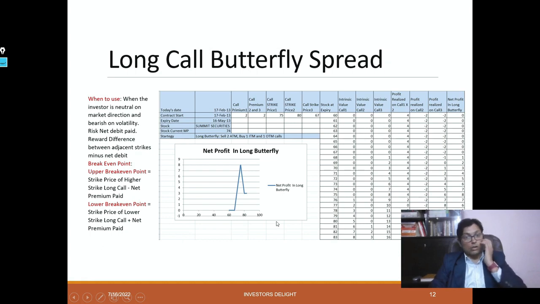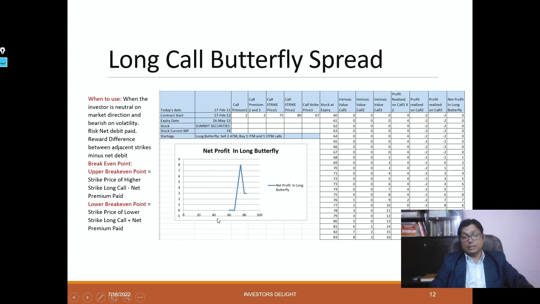Now coming to the long call butterfly spread, the investor is neutral on market direction and bearish on volatility. Risk is the net debit paid, and reward is the difference between the adjacent strikes minus the debit. For break even, the upper break even point is the strike price of the higher strike long call minus net premium paid, and the lower break even point is the strike price of the lower strike long call plus net premium paid.